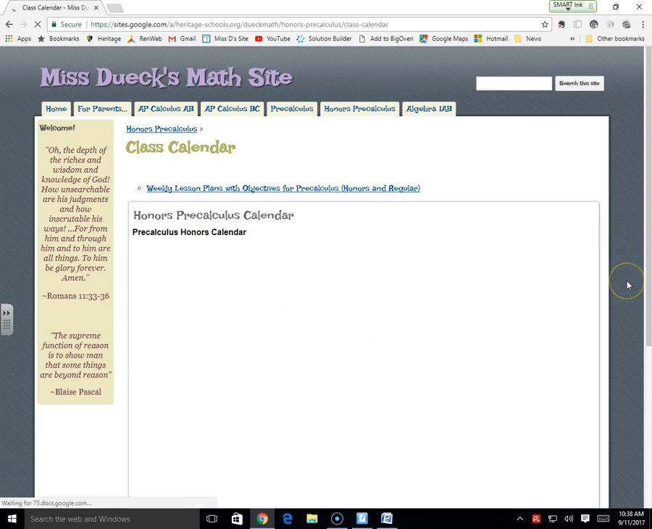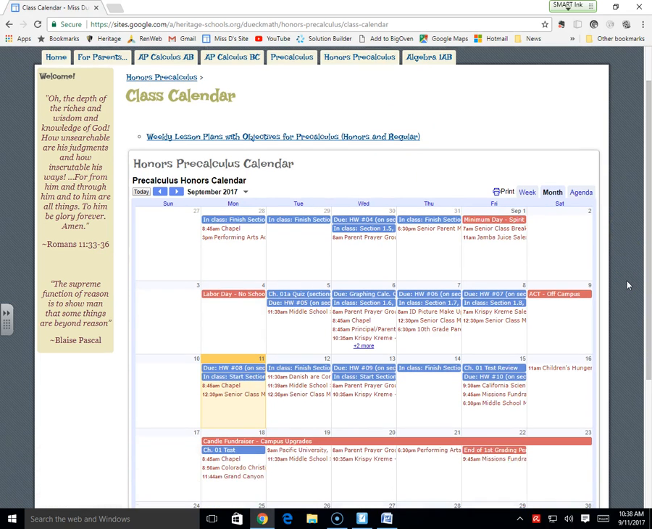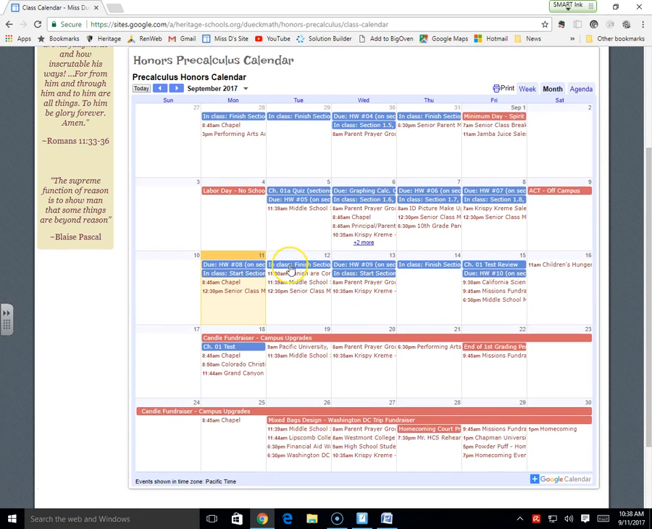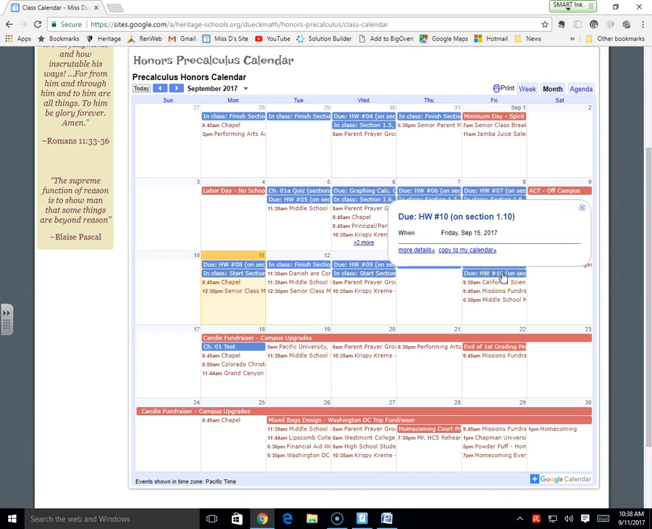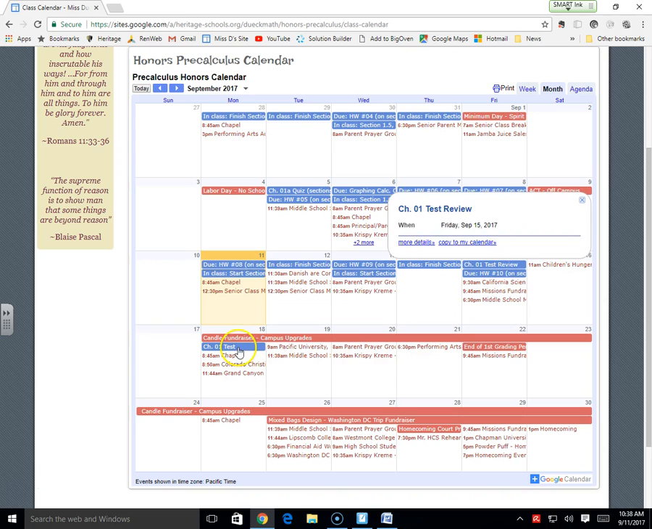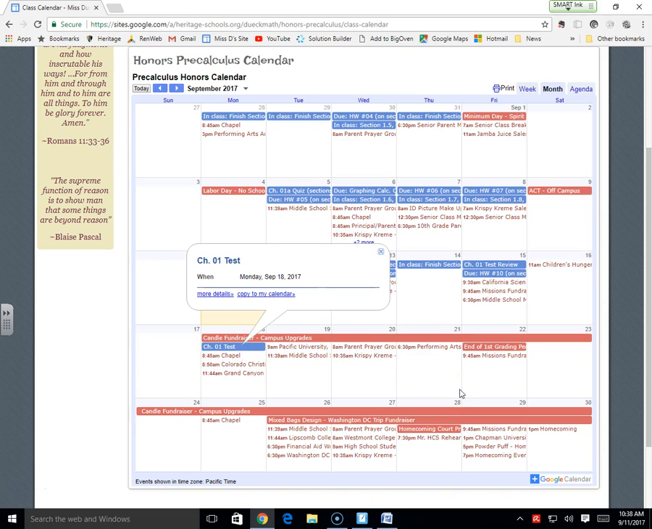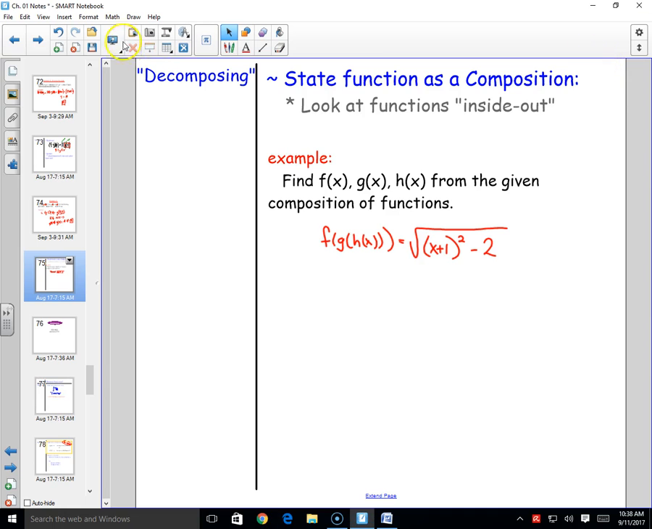So 2 days on 1.9, 2 days on 1.10. We finally get to slow down just a little bit. Not that we're slowing down, but the sections are longer. Yeah, 2 days on homework 9, 2 days on homework 10. So Friday we're going over homework 10. We're also doing a work day on the review, and then Monday's a test. You oriented? Good. All right, let's go ahead and get back.